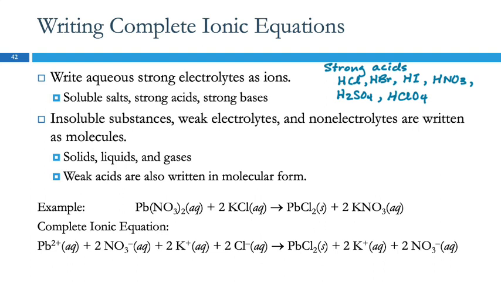So the only things that get changed have aq after them. If it has aq after it, most of the time it will be written as ions. The only exception is a weak acid. These are the 6 strong acids. All the other acids are weak. We recognize an acid because it starts with H. Okay, I won't be trying to trick you with that, but it will come up on homework and stuff. So there's our complete ionic equation.